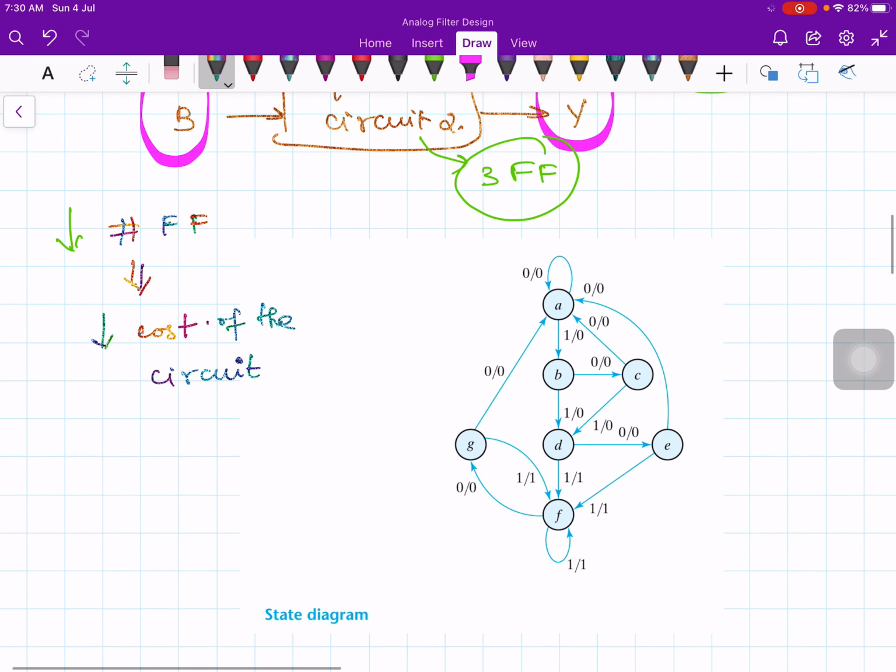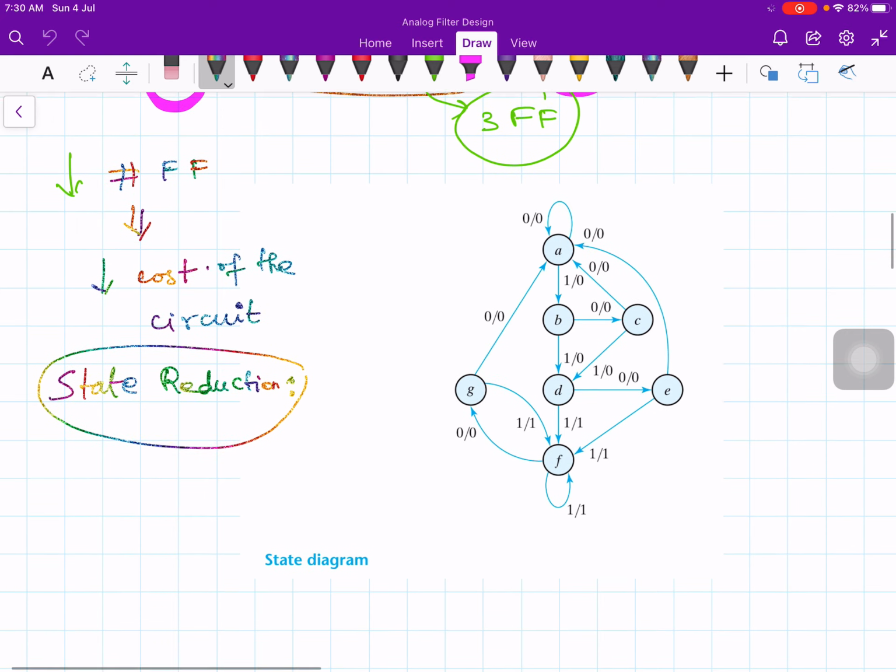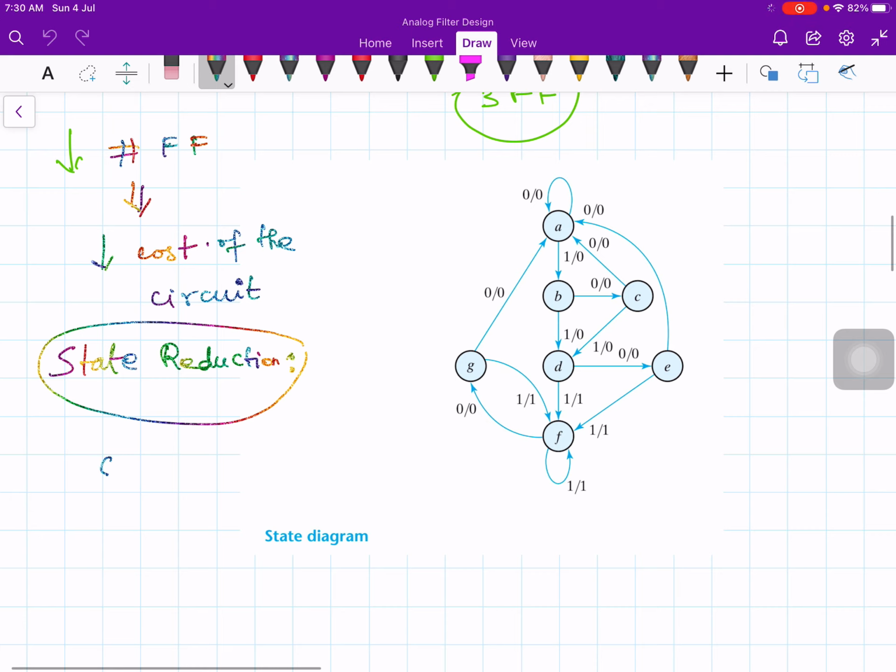Now let us discuss state reduction, how one can reduce a state. The reduction in the number of flip-flops in a sequential circuit is referred to as the state reduction problem. Therefore, to reduce the number of states, we have an algorithm called the state reduction algorithm. I am going to discuss this algorithm without proof.